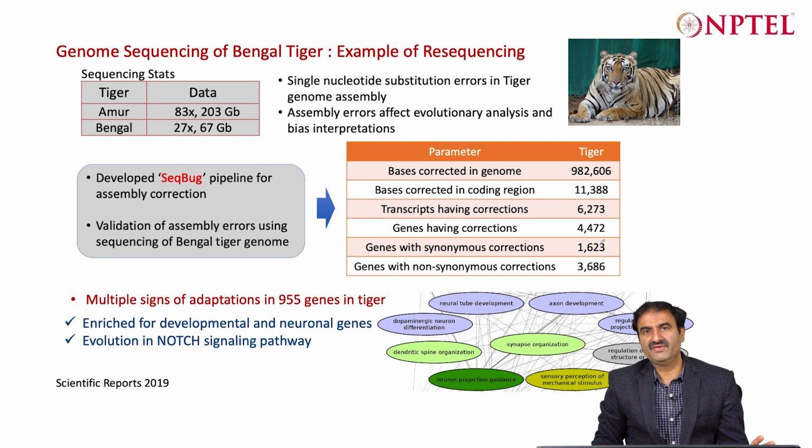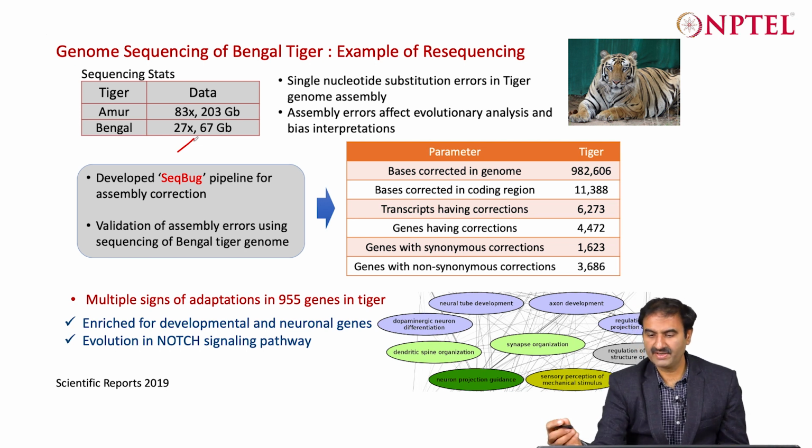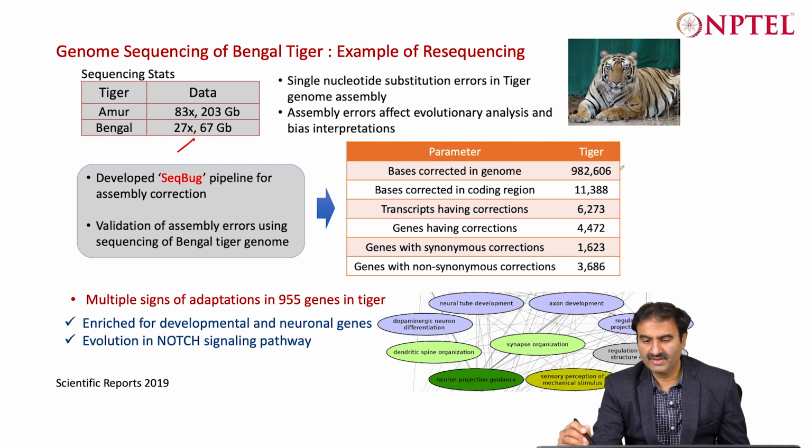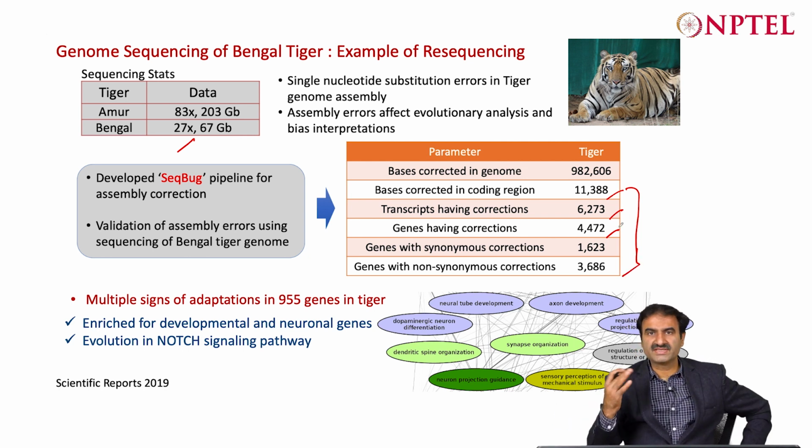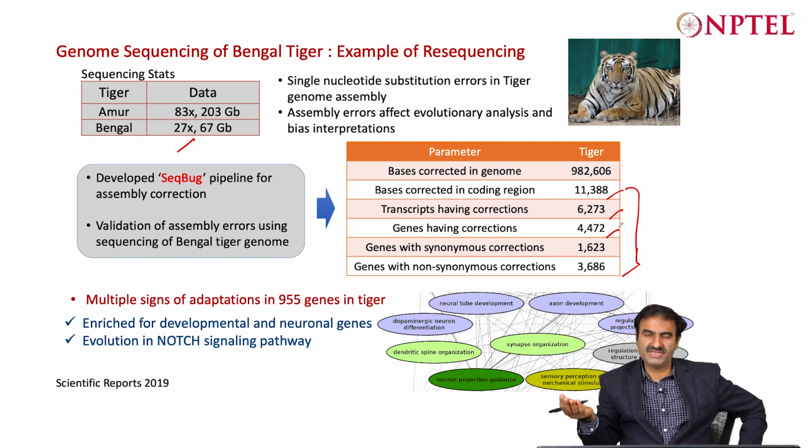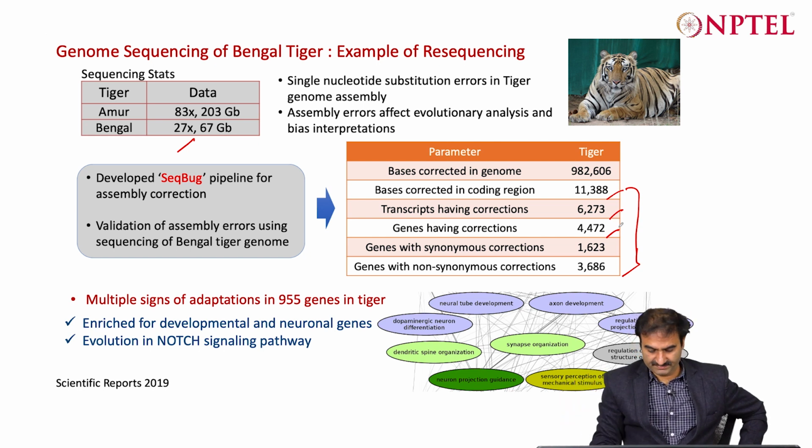This is an example of resequencing of the tiger, because the tiger genome was already done by China, and then it was resequenced again at 27x, which was sufficient to show that the previous assembly had errors. You can see that in the revised version 11,000 base pairs were corrected, of which 6,000 were in the transcripts or coding regions, belonging to 4,000 or more genes. So this was important, since errors in the transcripts or genes can be corrected by resequencing.